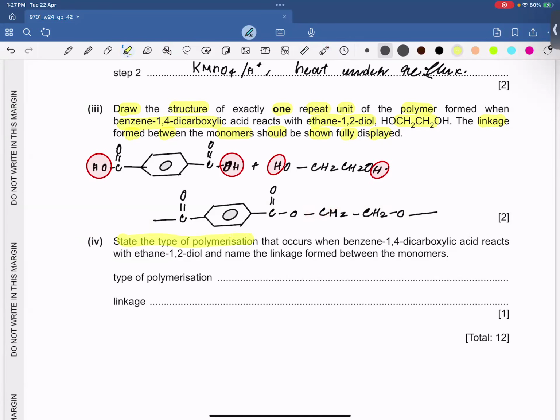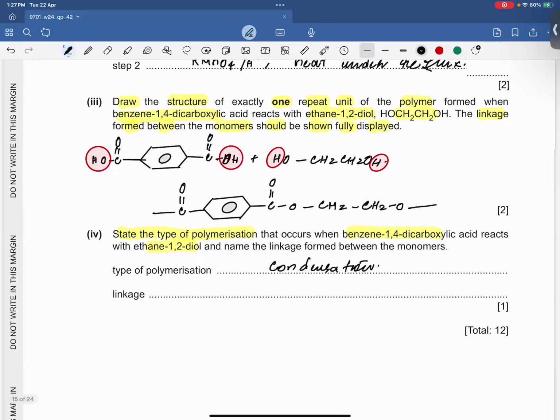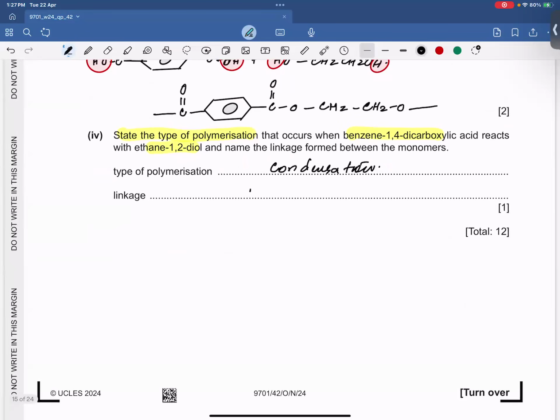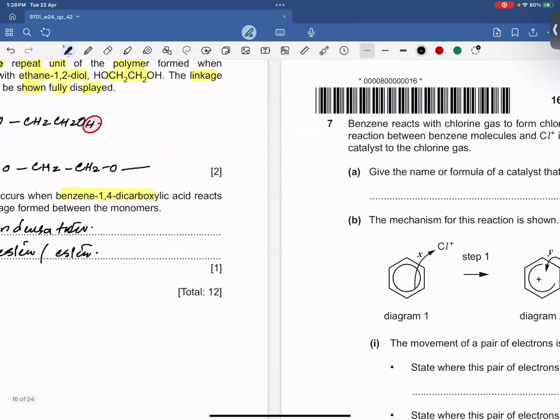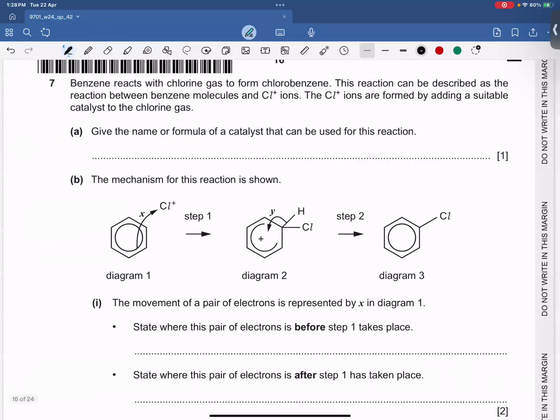State the type of polymerization that occurs when these two reagents react together. Obviously, condensation polymerization, and the linkage is a polyester linkage. That's easy stuff. Polyester or just ester. Question 6 done. Let's move on to question number 7.